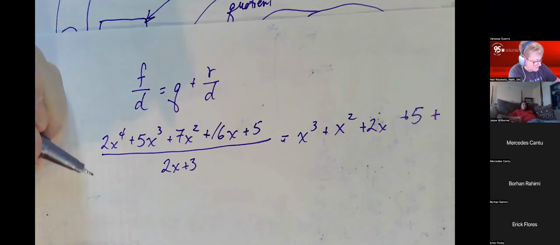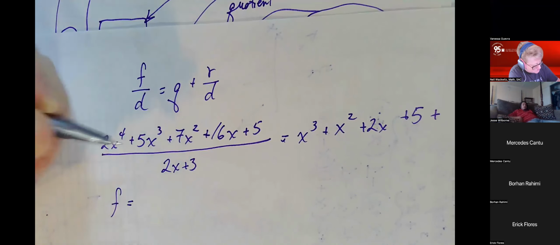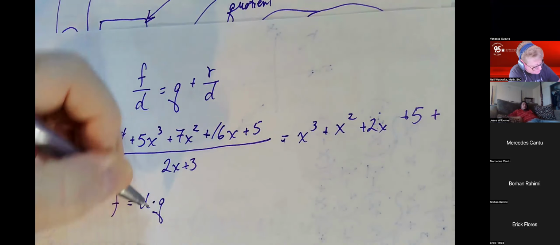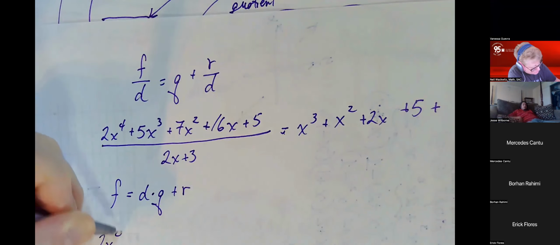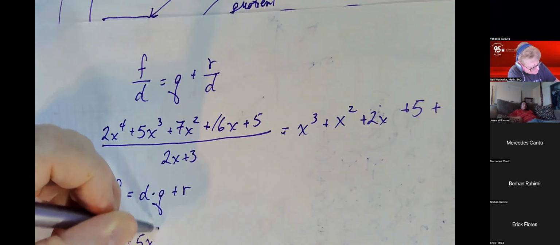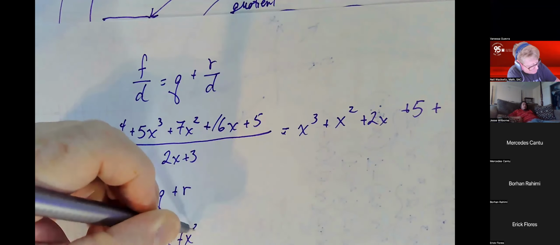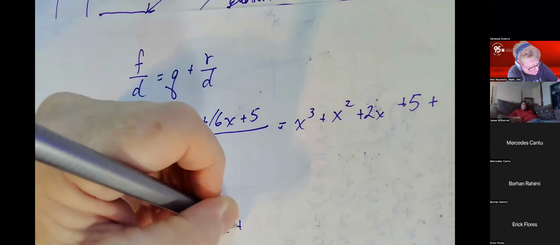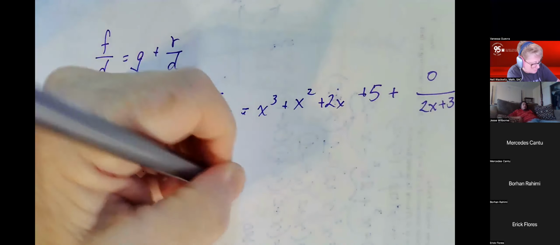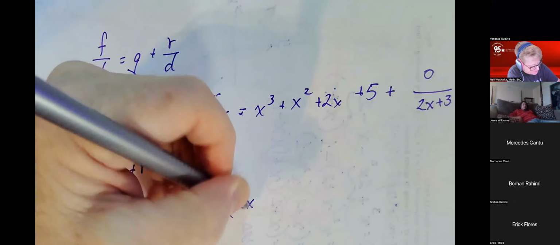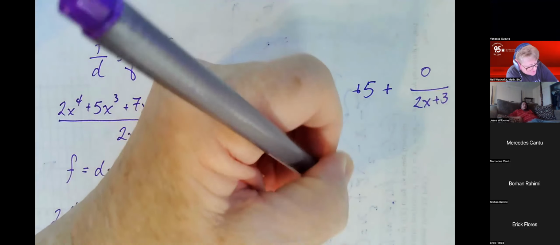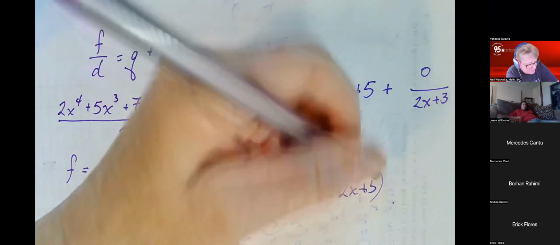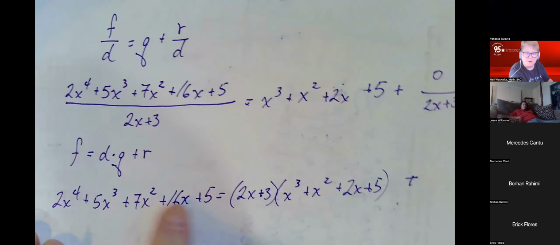The other way we can write the answer is F equals D times Q plus R. So let's do that. 2x to the fourth plus 5x cubed plus 7x squared plus 16x plus 5 equals 2x plus 3 times the quotient x cubed plus x squared plus 2x plus 5, plus the remainder, so plus 0.